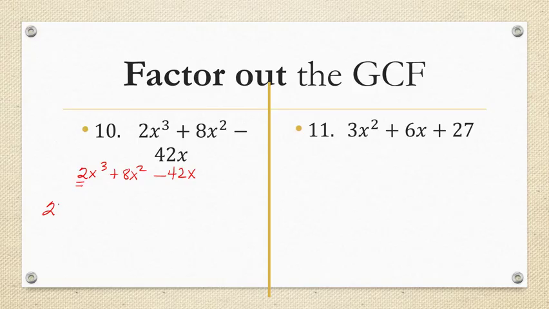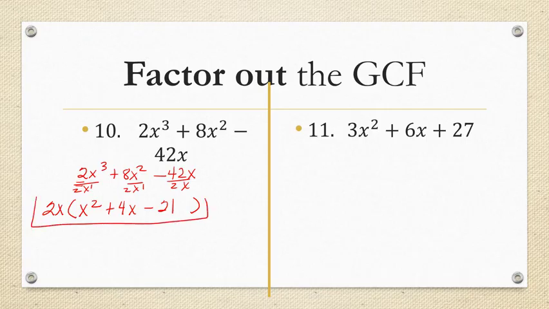Each term has at least one x. So we can divide this by 2x, we can divide this by 2x, and we can divide this by 2x. All right, 2 divided by 2 is 1, x to the third, taking out 1x there will give me x squared. 8 divided by 2 is 4. x to the second divided by x is 1x. And 42 divided by 2 is 21. And then the x's subtract to 0 there. Okay, this one is in standard form.